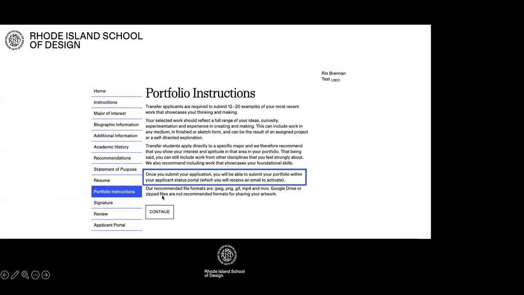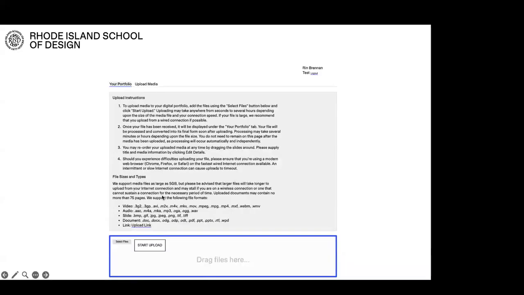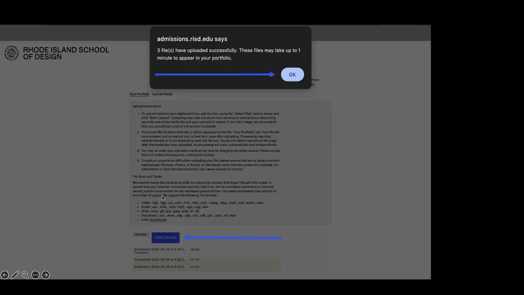Again, those instructions will be found on the application here, but you're not submitting it via a third party platform. You'll be submitting it via the applicant portal. Once you navigate to the portfolio submission, you will see these instructions and acceptable file formats, and then you're just going to drag or select your files into this box that's highlighted in blue. You'll click Start Upload, and then a message will pop up to let you know how many files you'll be uploading, and that it'll take about a minute, and then you can just press OK.